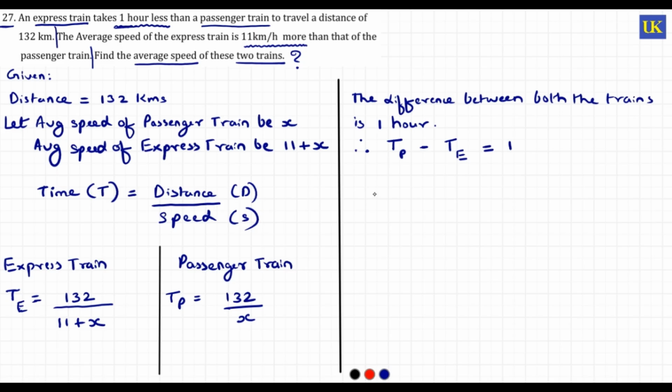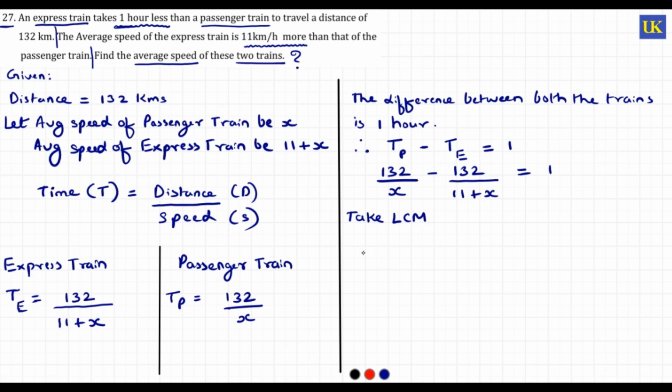Now the TP details we will input here. So TP is how much? 132 upon x minus TE, which is 132 upon 11 plus x, is equal to 1. Now what we have to do? We have to take the LCM here. Okay, we need to take the LCM in the next step, because we have a minus sign and we have fractions, so we have to take the LCM now.